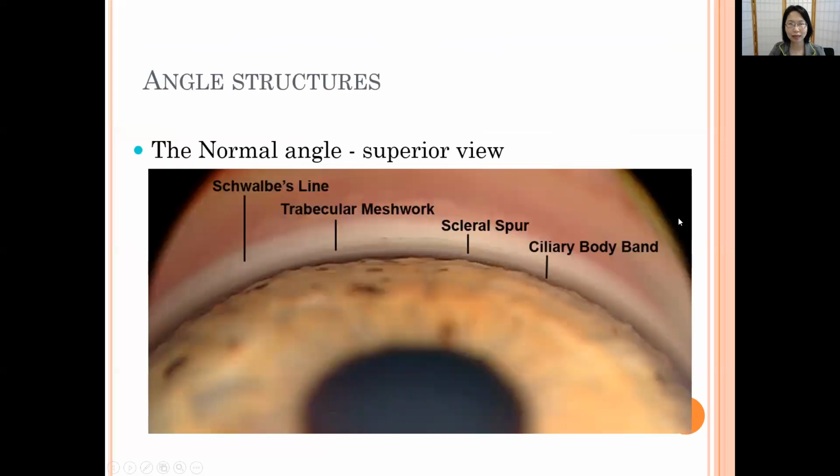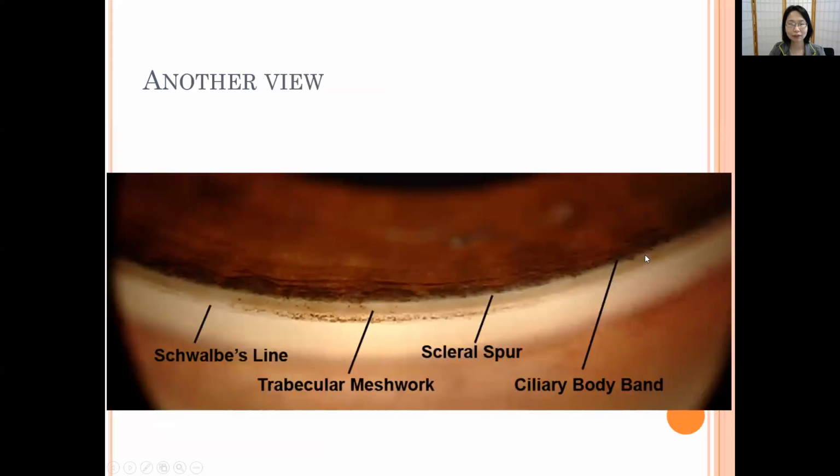Here are the normal angle structures listed. You can see Schwalbe's line, trabecular meshwork, scleral spur, and ciliary body band. Here's another view. Sometimes the easiest approach is to identify the iris first, identify the cornea, and realize that the bands in between start with the trabecular meshwork down below, then the lighter band of scleral spur, and then the ciliary body band here.